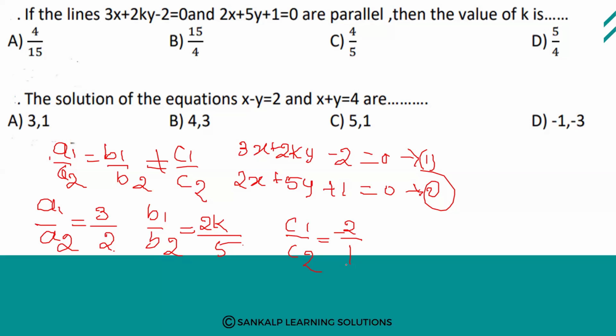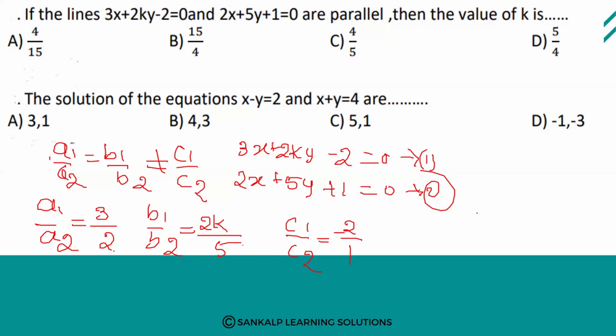So here, for parallel lines, the condition should be A1 divided by A2 is equal to B1 divided by B2, but it is not equal to C1 divided by C2. We need to equate these two ratios. That means 3 divided by 2, and the B1 divided by B2 value will also be equal to 3 divided by 2. Then only it will be a parallel line. So for that, what should I do? I need to substitute the value of k here in order to get the value 3 divided by 2.